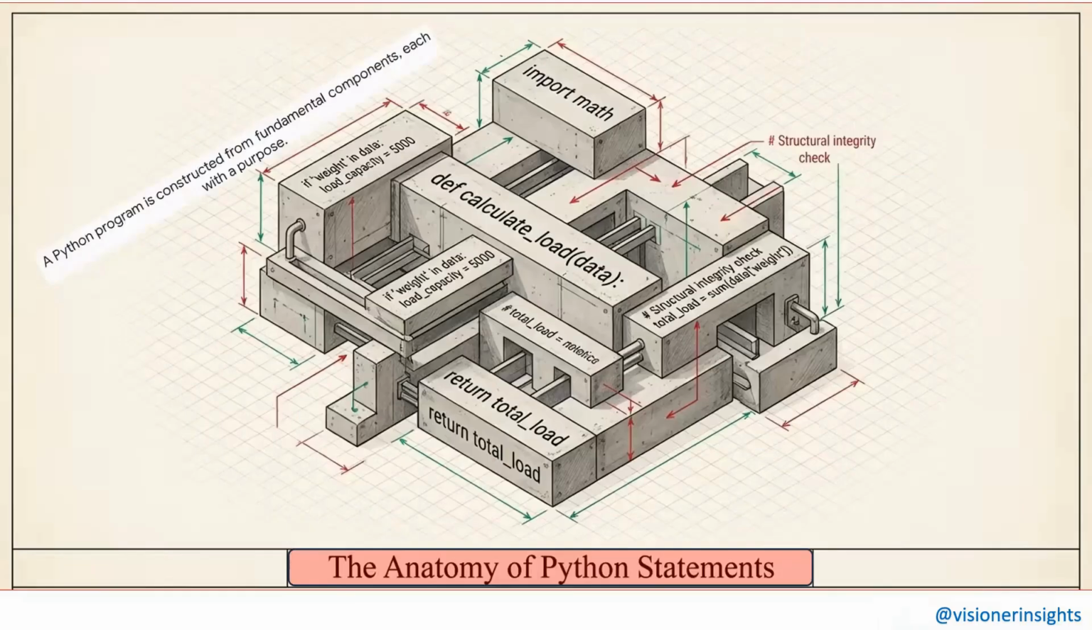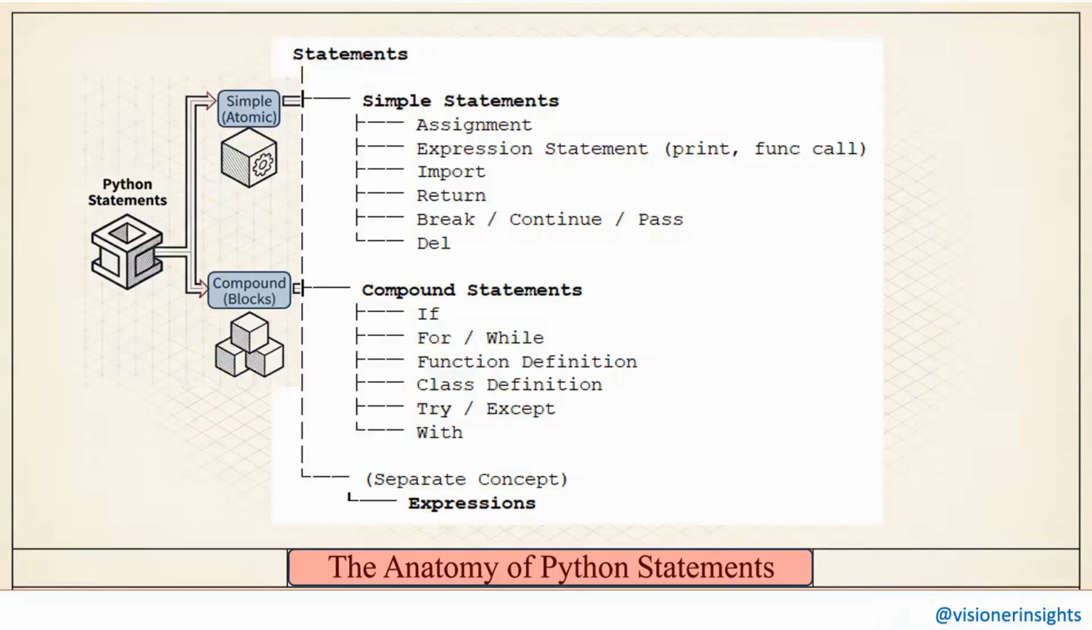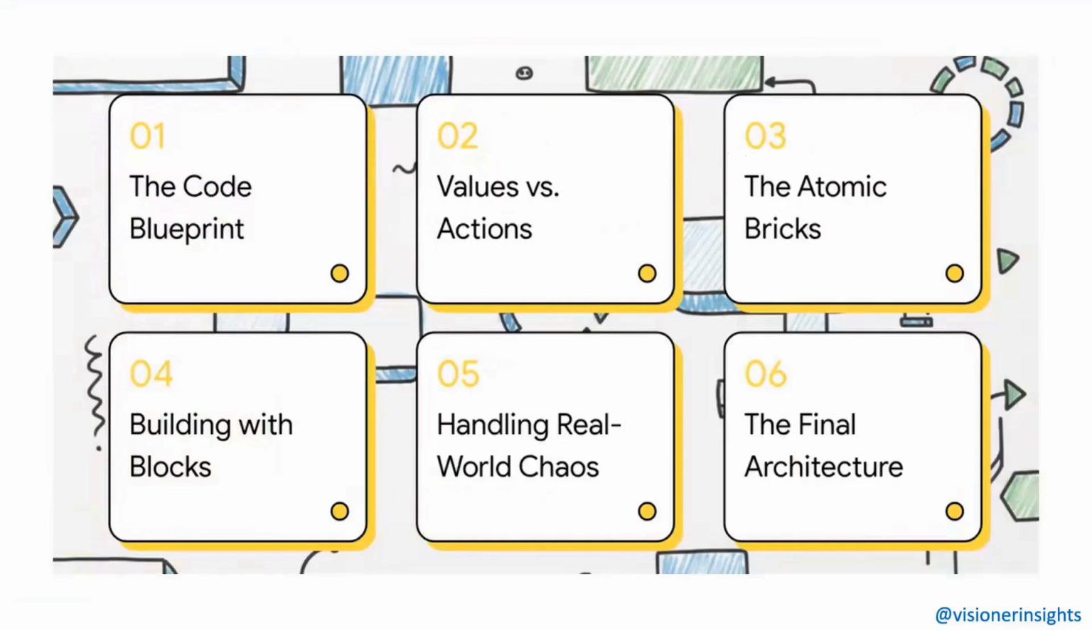All right, let's get right into it. Think of a program like this one as a complex building. Every single piece, from an import line to an if-else block, has a very specific job to do. In this explainer, we're going to deconstruct this building, starting from the smallest, tiniest atoms and working our way up to the complete architecture. So here's our game plan, our blueprint for how we're going to tackle this.